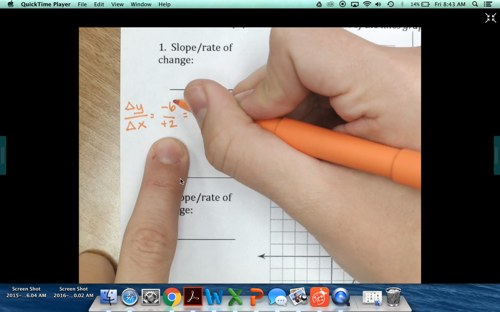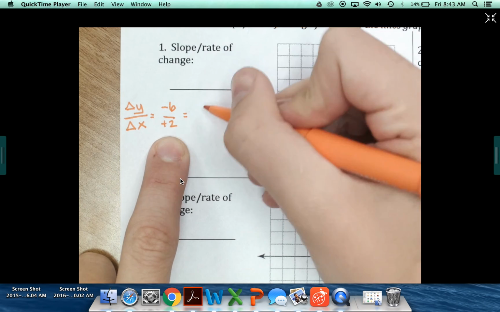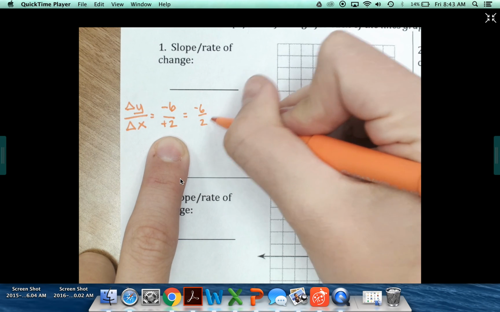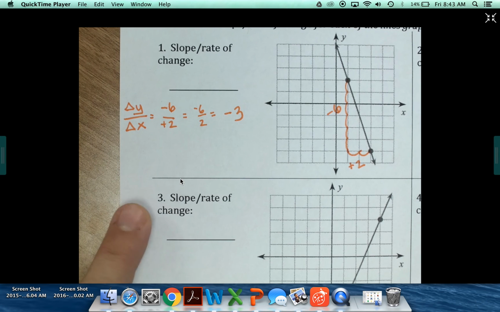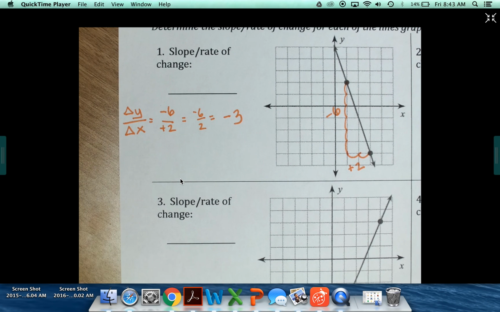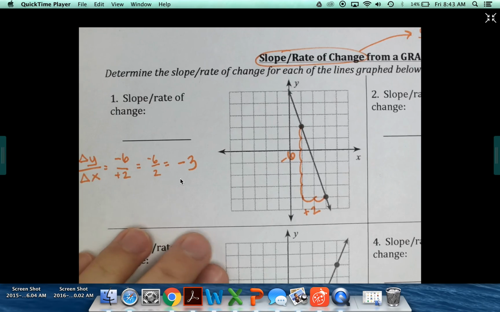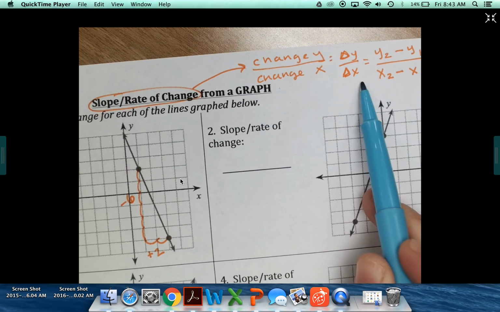Negative 6 divided by 2. Okay, you would plug that in on your calculator. It's just negative 6 over 2 is negative 3. Okay, another way to do this that some of you might like, it'll actually help with the next section of this, is using this formula.